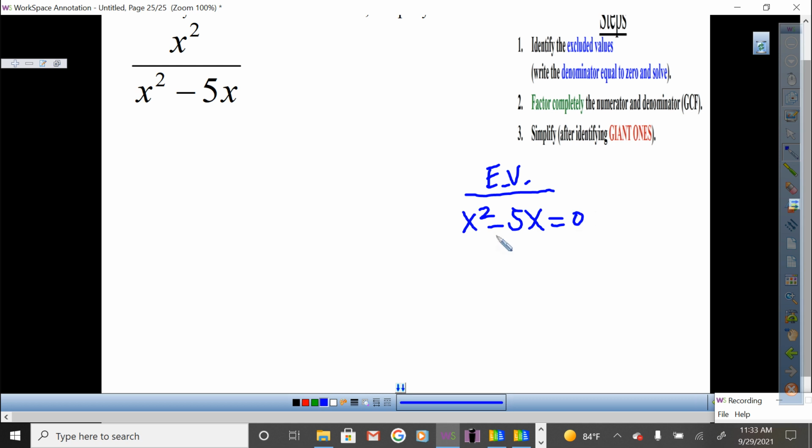It looks kind of weird, doesn't it? But what do you notice? It's a difference. This one has a square. Let's see if it's a difference of squares. Can I take the square root of this one? Yes. How about the square root of that one? No, it doesn't work. So we can't do that.